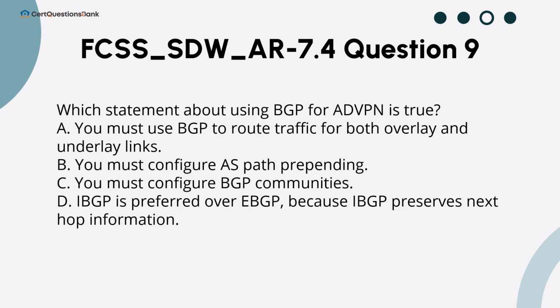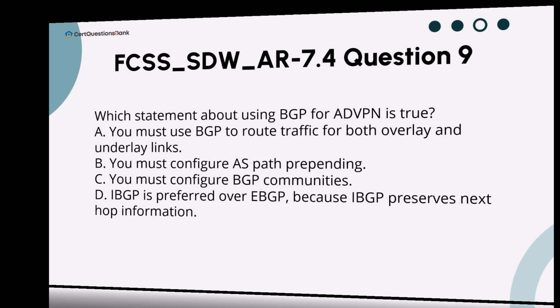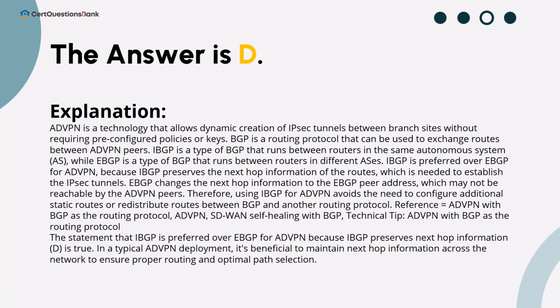Which statement about using BGP for ADVPN is true? A. You must use BGP to route traffic for both overlay and underlay links. B. You must configure AS path prepending. C. You must configure BGP communities. D. IBGP is preferred over eBGP, because IBGP preserves next hop information. The answer is D.